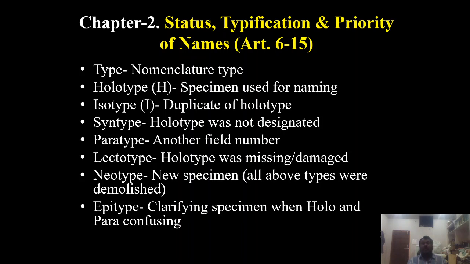If all the specimens were damaged or demolished or destroyed, then a neotype is designated. Then epitype. Epitype is a clarifying specimen when the holotype and paratype are confusing.